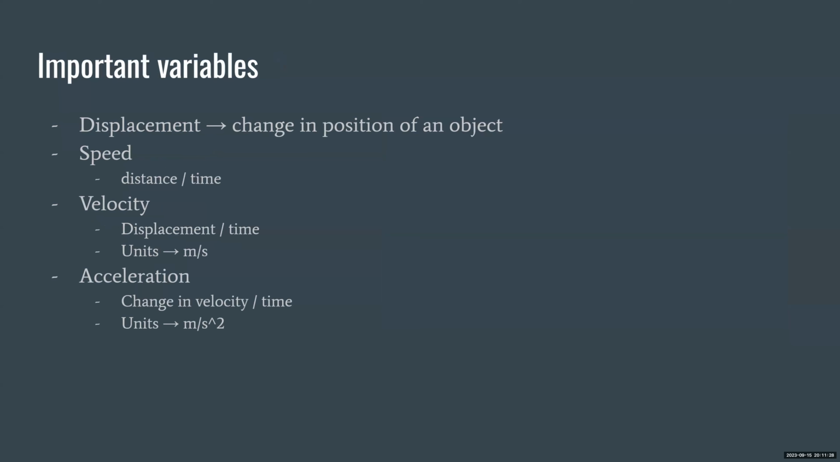So this is probably a review for some of you, but here are some important variables related to kinematics. So obviously there's displacement, which is the change in position of an object. And then there is speed, which is distance over time. And then there's velocity, which is displacement over time, and its units are meters per second. And lastly, there's acceleration, which is the change in velocity over time, and its units are meters per second squared.